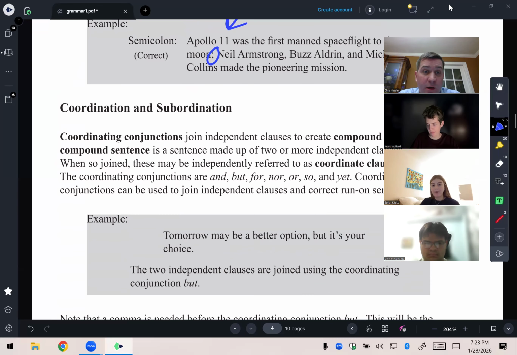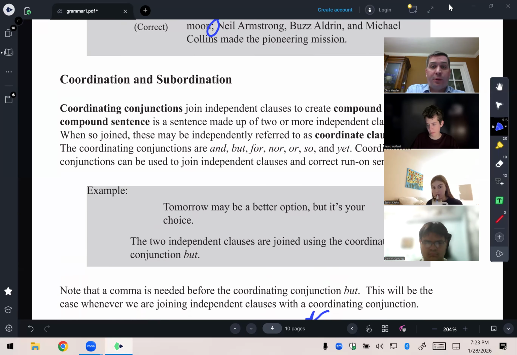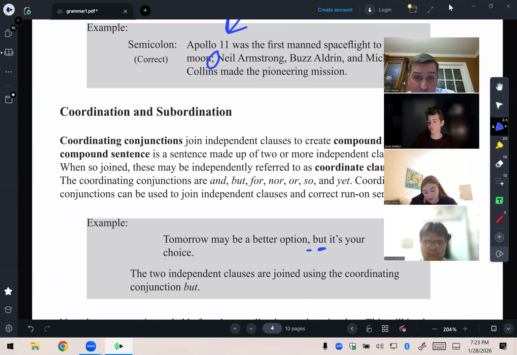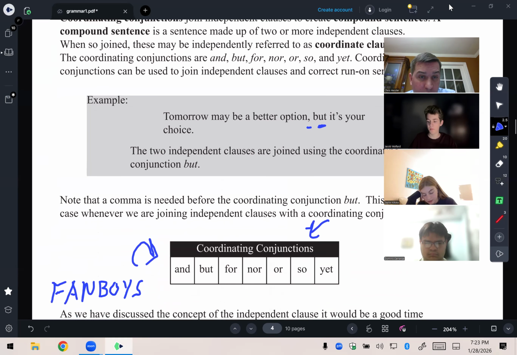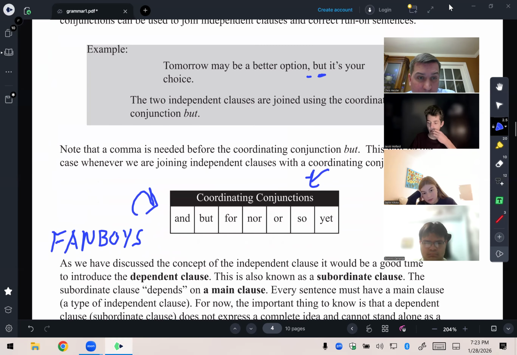All right, so here is a coordinating conjunction in its natural habitat, right next to its comma. Tomorrow may be a better option, comma, but it's your choice. So that's our sentence. We can join two independent clauses with the coordinating conjunction but and the comma. These could each be a sentence, right? Tomorrow may be a better option, period. But it's your choice, period. So we use these coordinating conjunctions from our table.